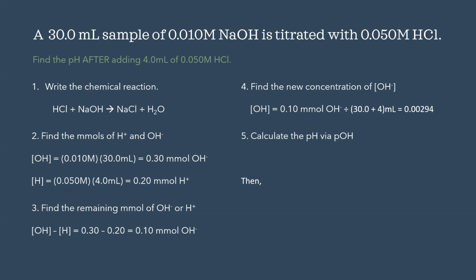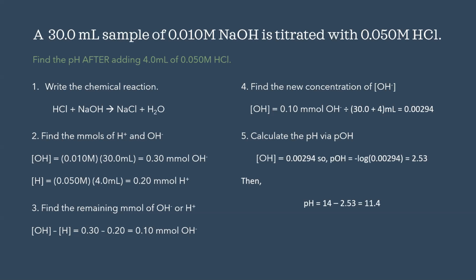0.00294 molar. So now that we have the concentration of hydroxide, we can calculate the pOH, which we can then use to find the pH. Since the concentration of hydroxide is equal to 0.00294, we can plug this in to the pOH, which is equal to the negative log of this concentration, which gives us 2.53.